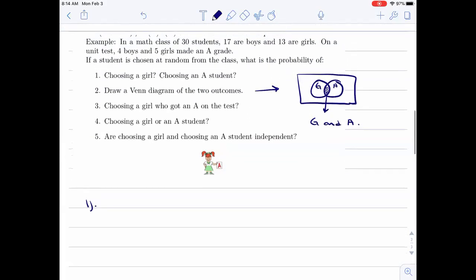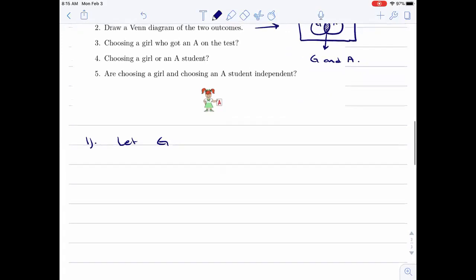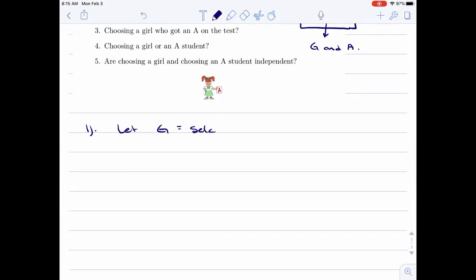Let's figure out what the probability of choosing a girl is, choosing an A student. If we have a class of 30 students and 13 are girls, we're just picking at random. Then if we let, and I already used it, let G be selecting a girl, and A be selecting an A student.